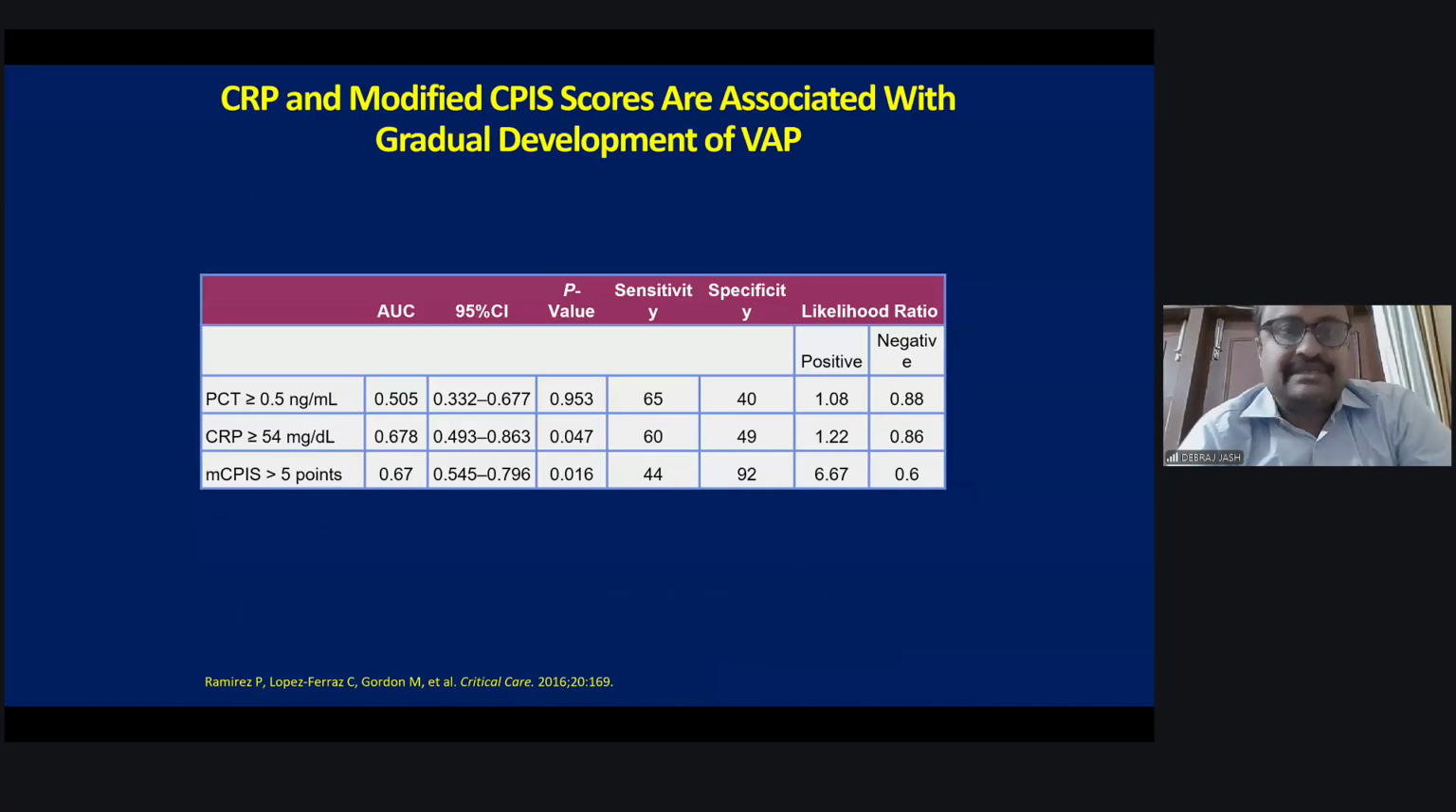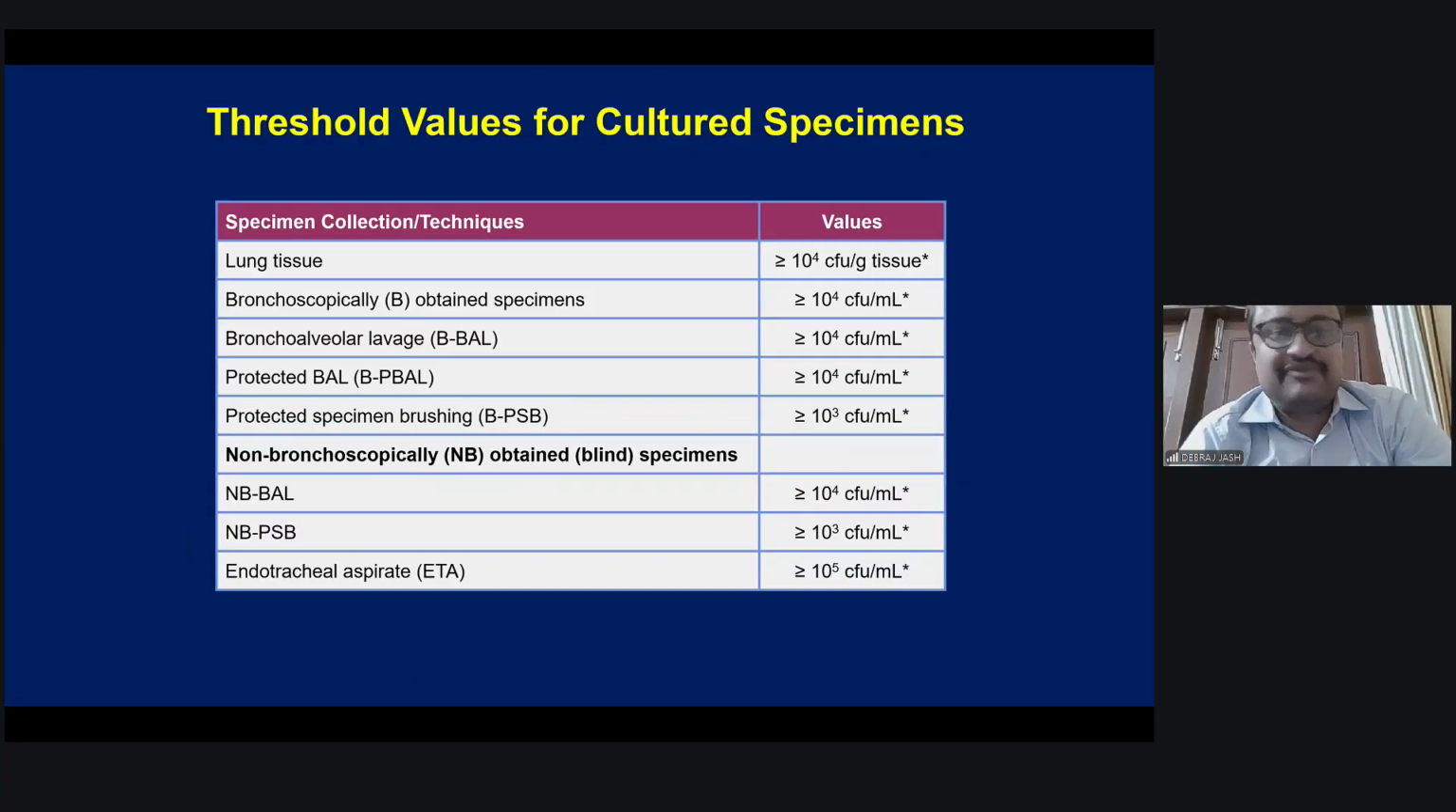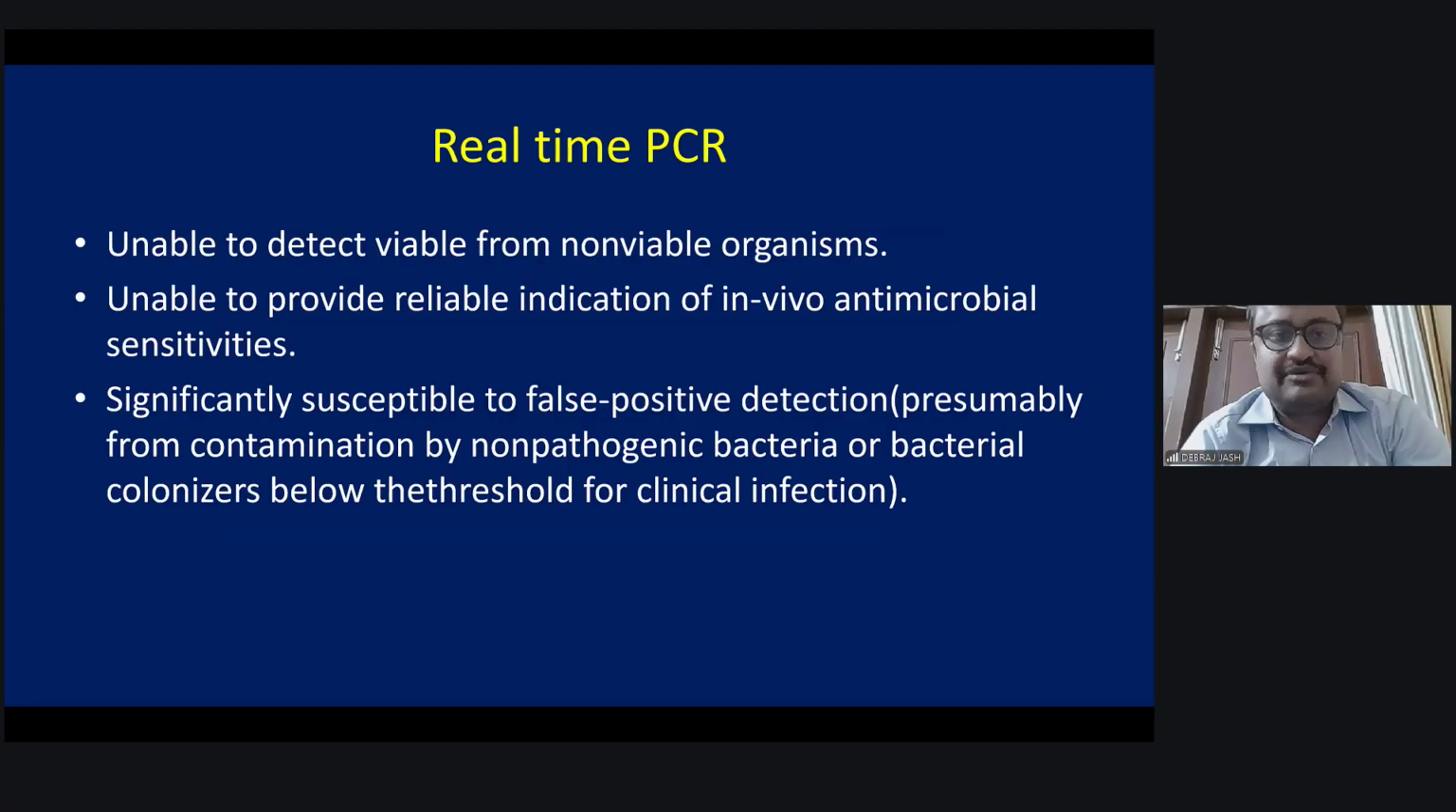Biomarkers I already discussed. CRP and modified CPIS score are probably associated with gradual development of VAP. Procalcitonin, again I'm reiterating, has a role in de-escalation of the antibiotics, and in patients who are not responding with a normal procalcitonin, you can think of fungal or some other kinds of infection. The threshold value for culture will vary according to the method. Obviously with bronchoscopy, the threshold value is relatively lower compared to the other methods.